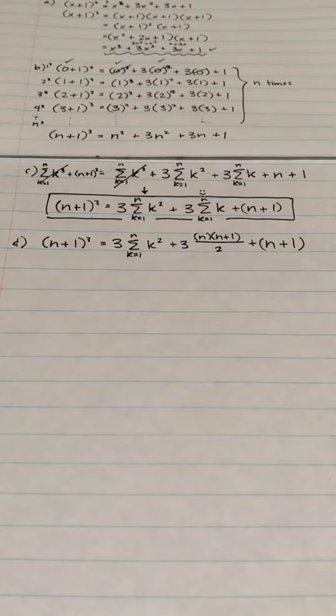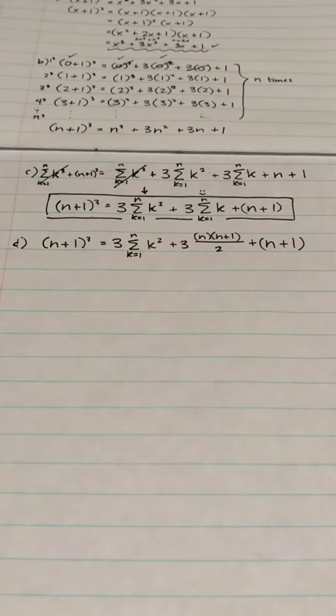So we need to get this summation of k squared by itself, which means you guys are going to have to move to the other side. So I'm going to write 2 times n plus 1 cubed minus 3n times n plus 1 minus 2 times n plus 1, and that equals 6 times the summation from 1 to n of k squared.